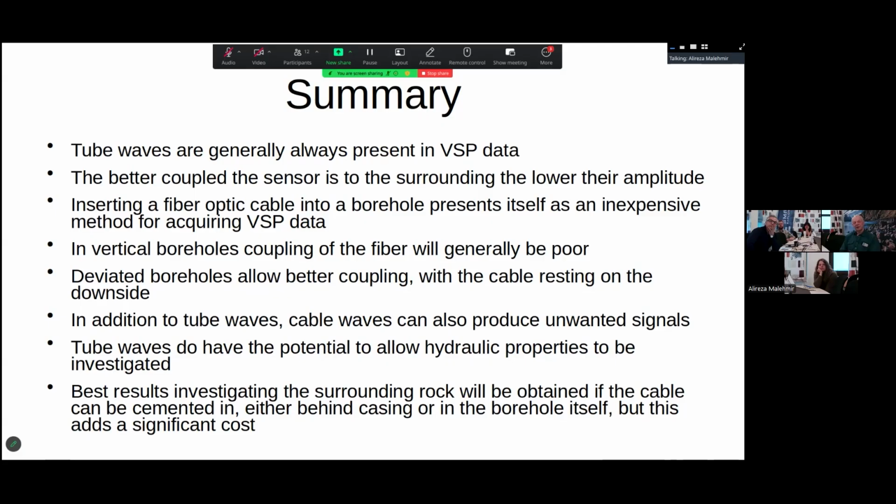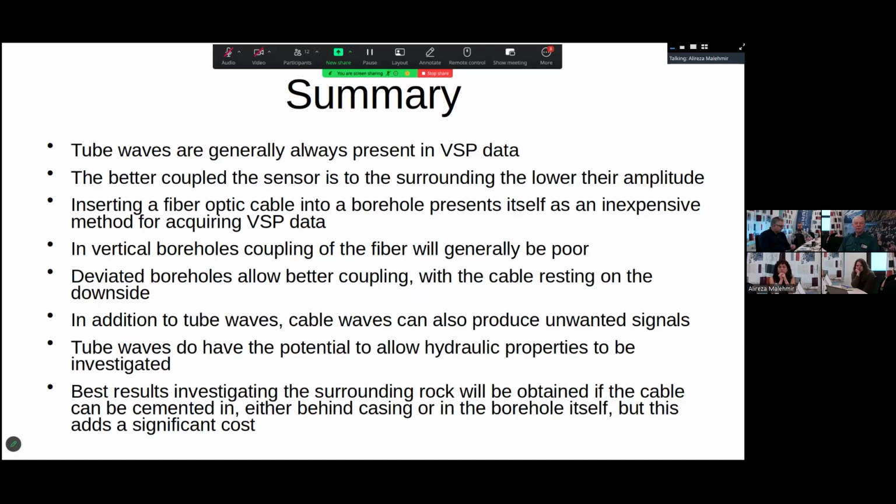I think we shouldn't be too optimistic if we just drop a cable down a borehole and expect to get VSP data that we can use directly for imaging. It requires quite a bit of work, and we may not get any useful data in the end. In vertical boreholes, the coupling of the fiber will generally be poor. We're better off in deviated boreholes with the cable resting on the downside of the borehole.